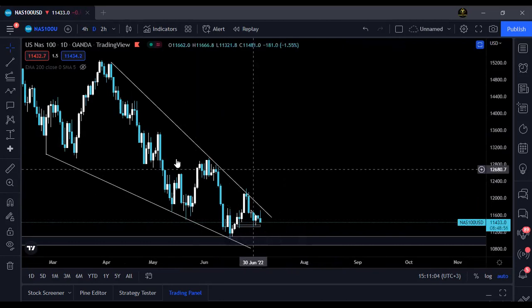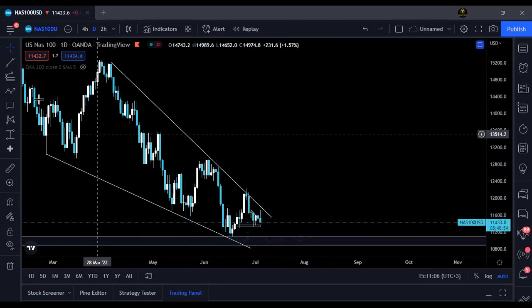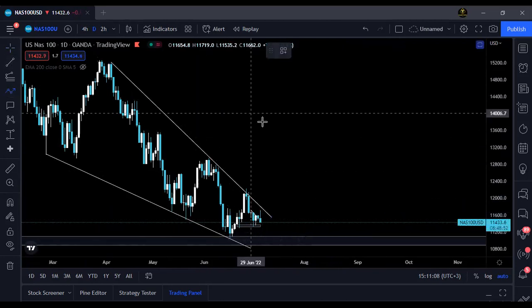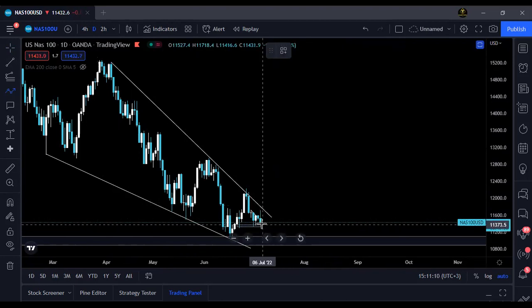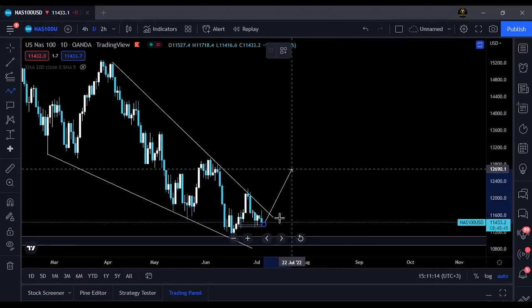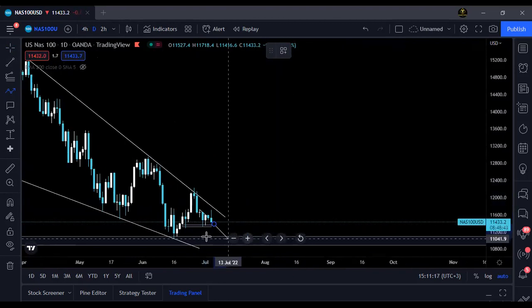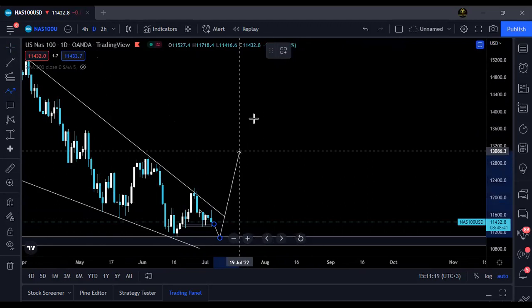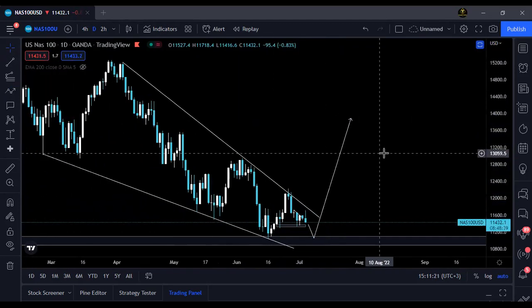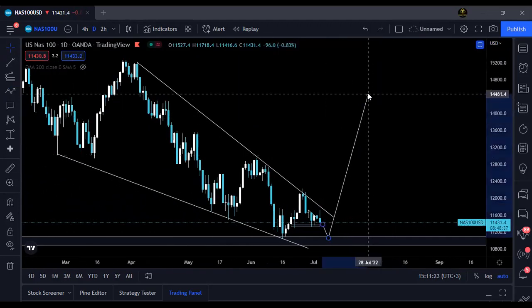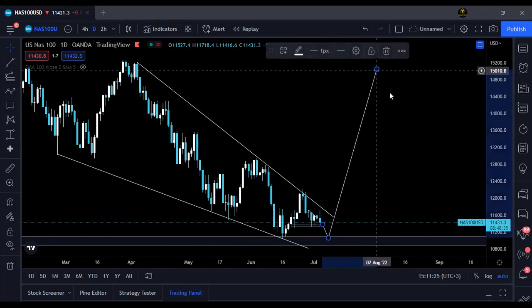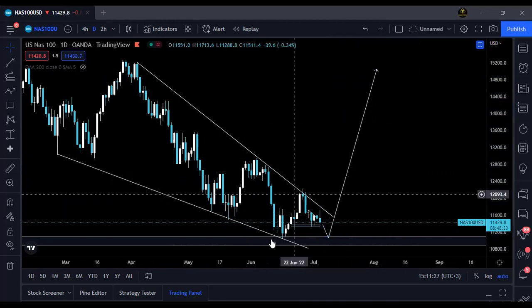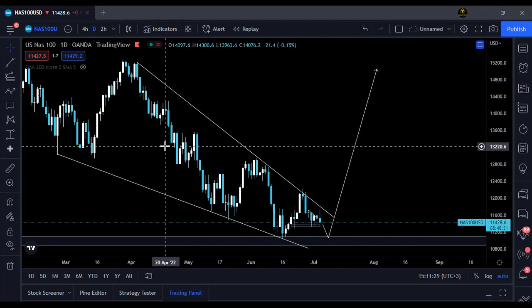NAS100 is in an ending diagonal pattern. My bias is I'm anticipating to see prices maybe give us a second bounce here before they actually break above, because an ending diagonal is a reversal pattern. So long-term bullish biased, but right now I see prices are still dancing in between here.